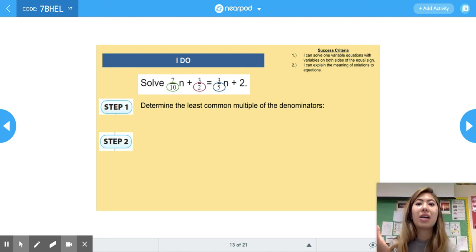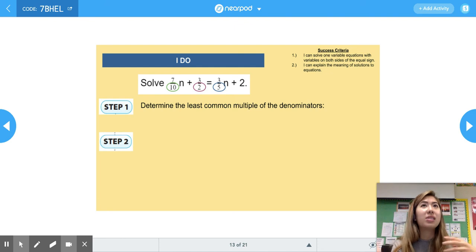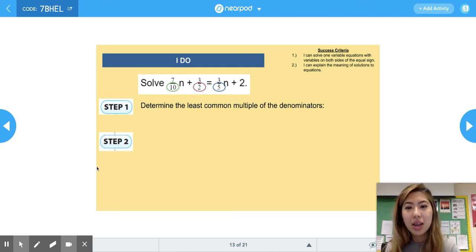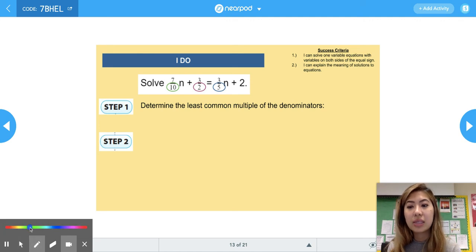Let's say if you imagine that the value of one side of the equation is on a scale, like the left side of a scale, and the value of the other side of the equation is on the right side of a scale, it has to have the same overall value, even though there could be different amounts and different items. Okay, so step one, we have to determine the least common multiple of the denominators to find our least common denominator.